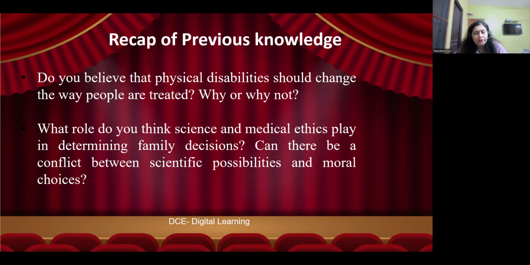Can there be a conflict between scientific possibilities and moral choices? Definitely. Scientific possibilities are immense, but moral choices are something that we tend to make, and if we expect science to abide by our choices, it's definitely wrong.